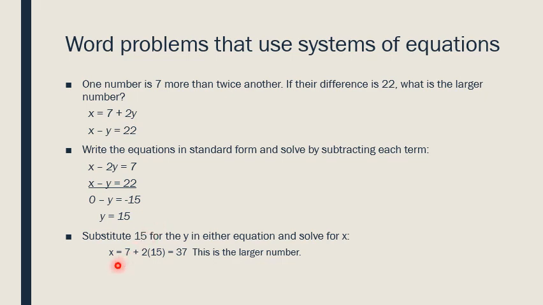Now I'll go back in, substitute 15 for the y in either of the equations, and solve for x. This time I did the top one because it seemed a little easier. X equals 7 plus 2 times 15. 2 times 15 is 30, plus 7 is 37. This is the larger number. And I know it's a larger number because the sentence said one number is 7 more than twice another.